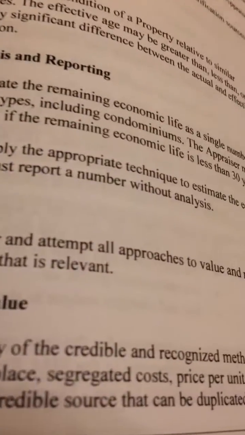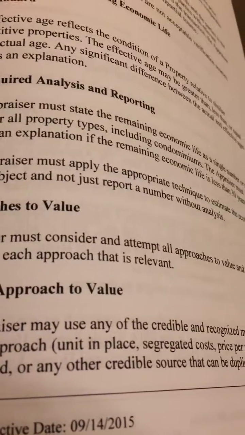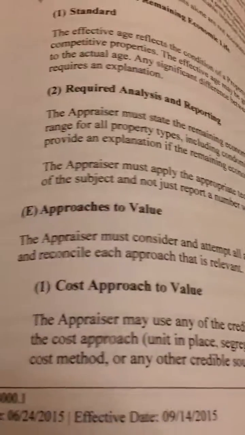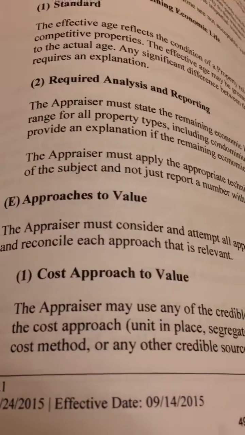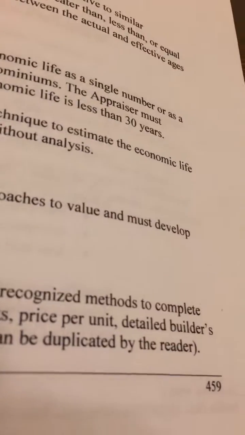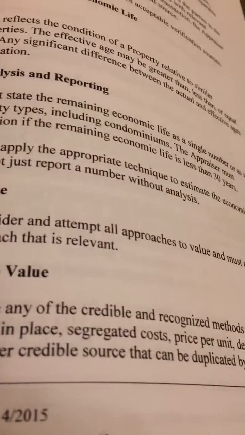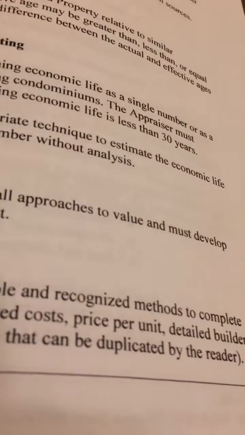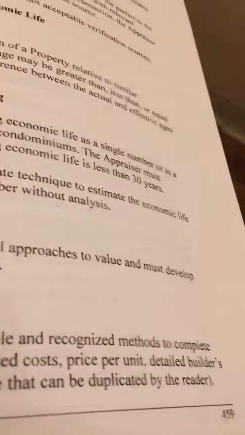The appraiser must consider and attempt all approaches to value and must develop and reconcile each approach that is relevant. 1. Cost approach to value. The appraiser may use any of the credible and recognized methods to complete the cost approach: unit in place, segregated costs, price per unit, detailed builder's cost method, or any other credible source that can be duplicated by the reader.